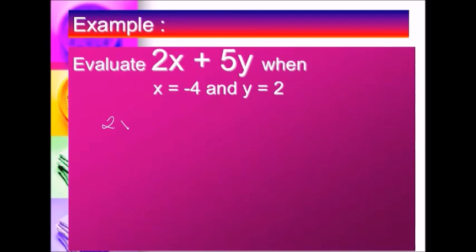Since we have 2x plus 5y, this is 2 times x. Okay, 2 times x. Therefore, replace x by negative 4. It will become 2 times negative 4 plus 5 times y. Y is 2, so it will become 5 times 2. Okay? So, following the order of operations, we will first multiply before adding. So, 2 times negative 4 is negative 8. Different signs, no? Unlike signs, I mean. So, negative 8. And 5 times 2 is 10.